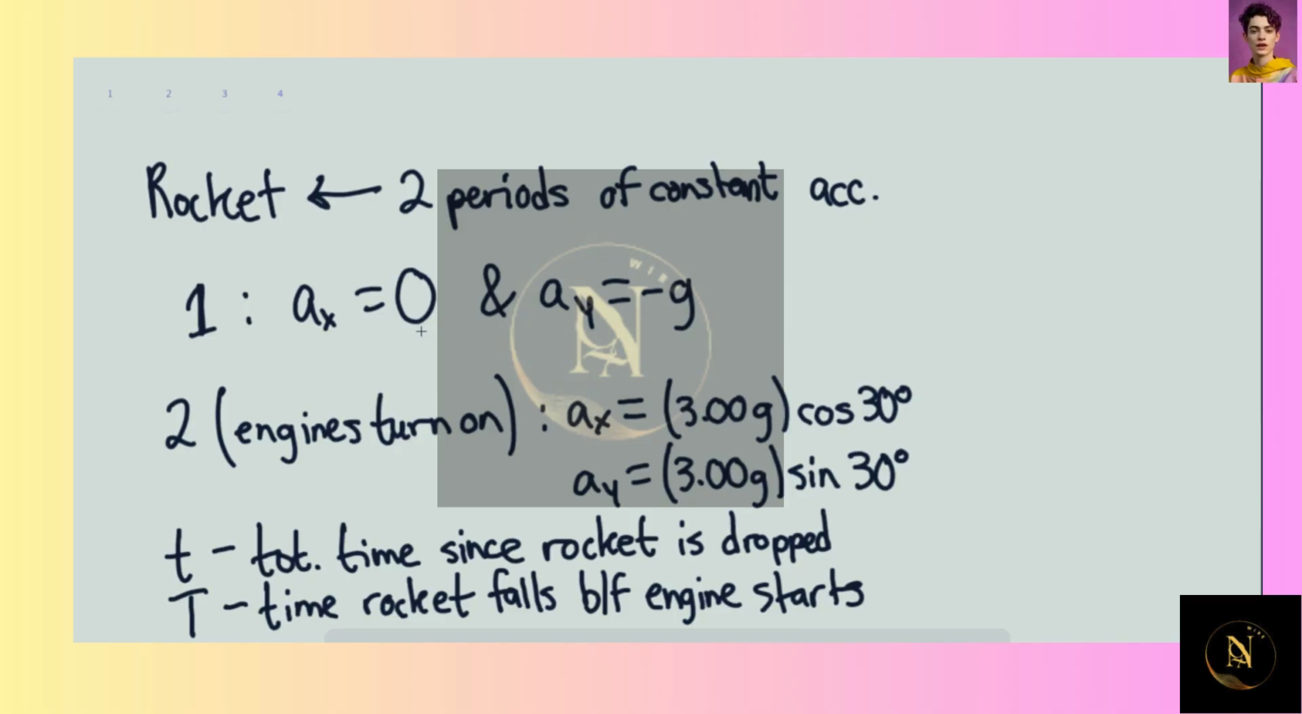We are first going to describe the two periods of constant acceleration for the rocket. We know that for part one, it's in free fall, so the acceleration in the x direction equals 0. The acceleration in the y direction is simply equal to negative g.